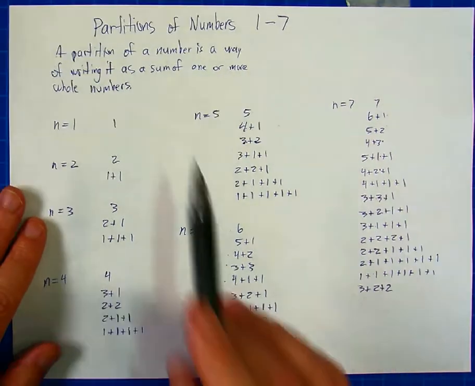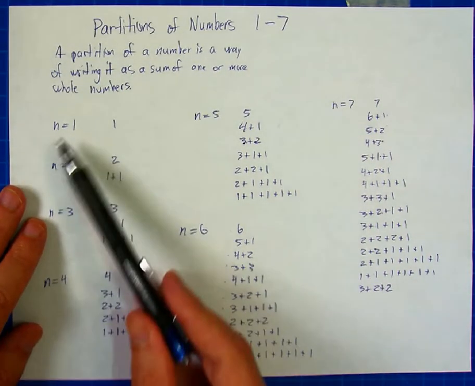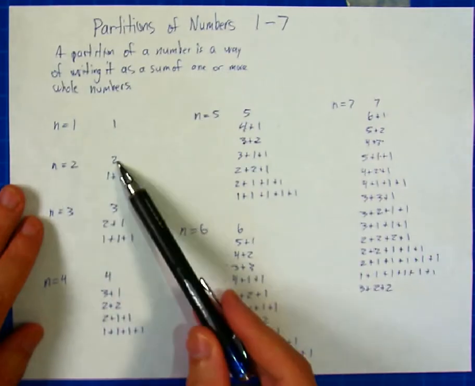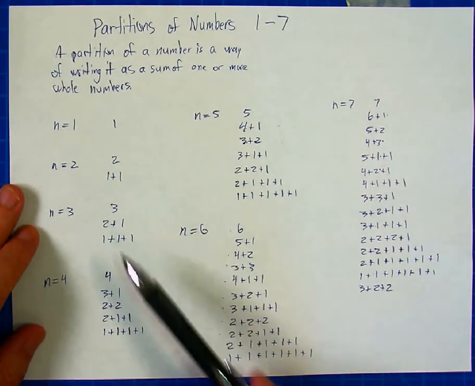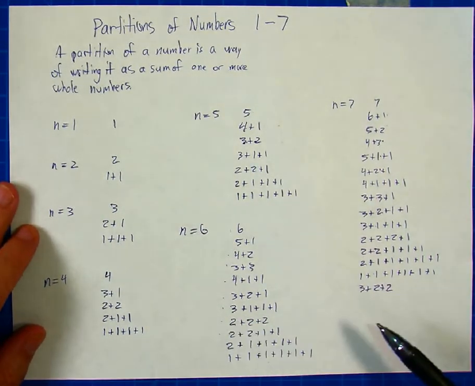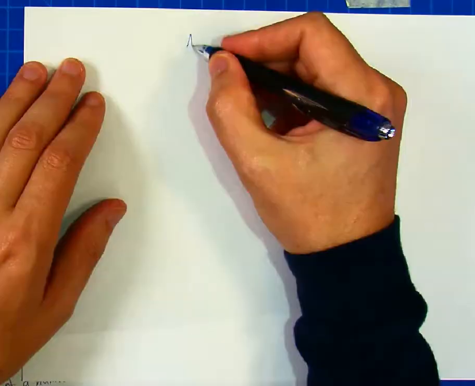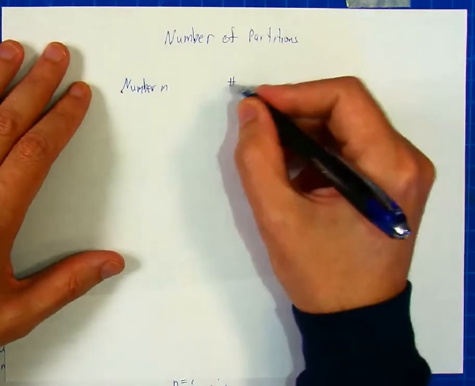So the number of partitions, now we can count up. You see n equals 1, there's 1 partition. N equals 2, we have 2 partitions. N equals 3, there's 3, and then 5, and then it just kind of starts getting out of hand. So maybe we should organize the number of partitions in a table.